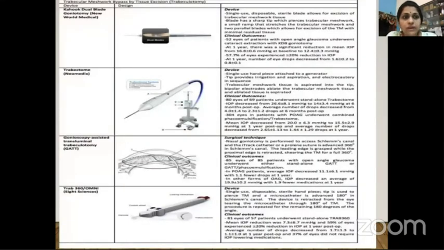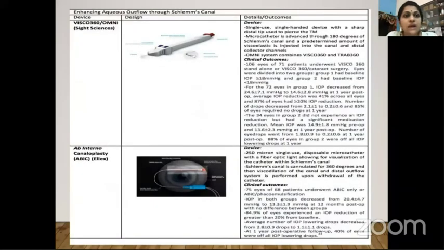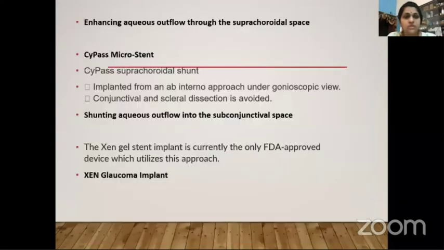The Cahook dual blade, trabectomy, or gonioscopy assisted transluminal trabeculotomy, and TRAB 360 are used. Then we have enhancing the aqueous outflow through Schlemm's canal by dilation, by putting visco, or by cannulation of Schlemm's canal. The outflow is increased to Schlemm's canal and the collector channel. So these are the two that we have mentioned here.